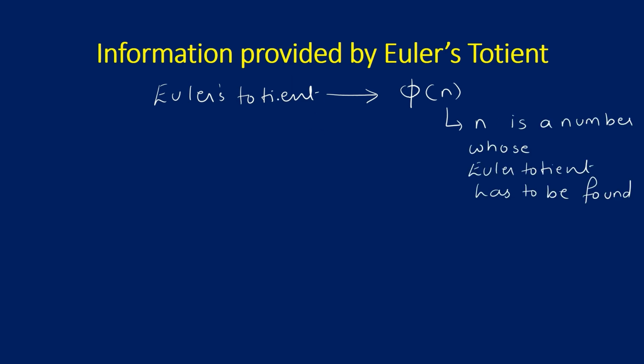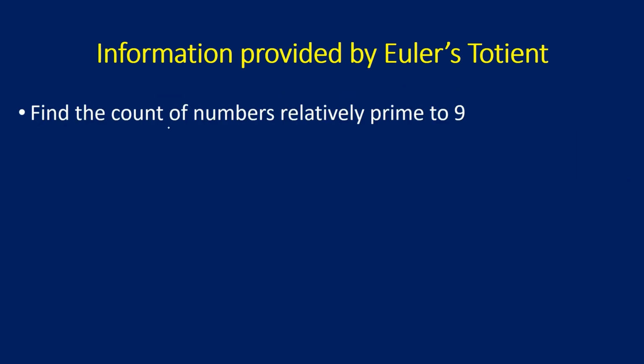Computed. Okay, now what is Euler totient? I will come to that point a little later, but before that, let us just take one example. Let us focus on this question. Find the count of numbers which are relatively prime to 9.